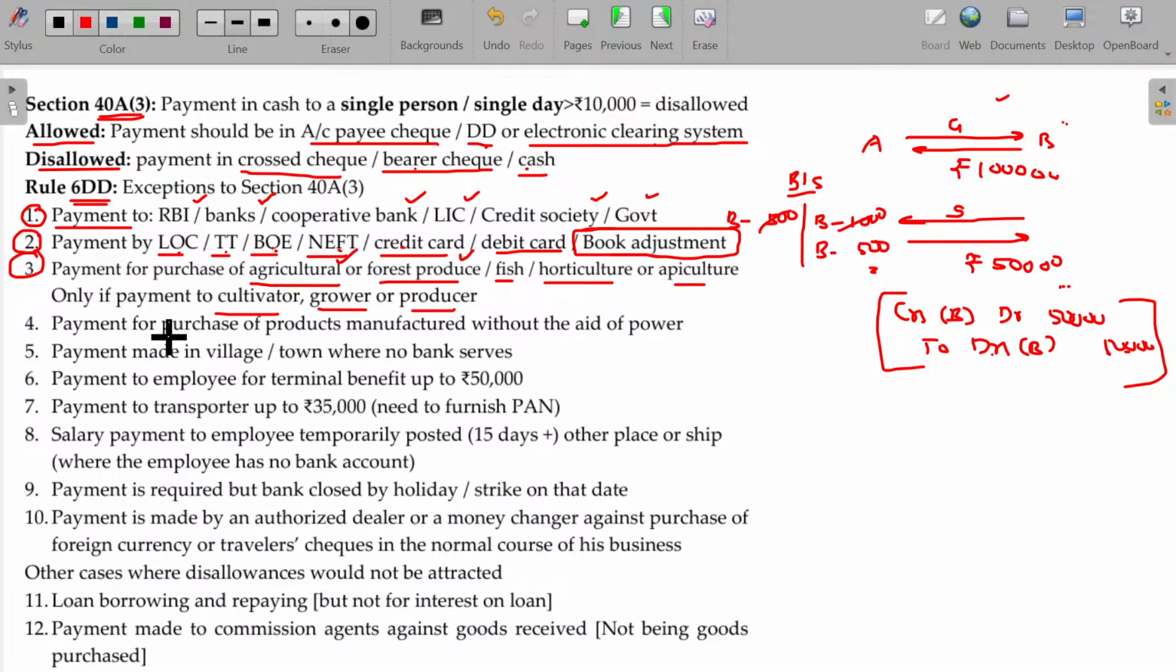And payment for purchase of products manufactured without the aid of power. Cottage industry: they manufacture camphor and sambrani, right? Camphor and udubati or dhoop. All these things are manufactured without the aid of power, and I purchase from them and make the payment. Of course, this requires no compulsory account payee cheque or bank payment. Also if I want to make the payment to people living in a village or town where there is no bank service, no bank at all.